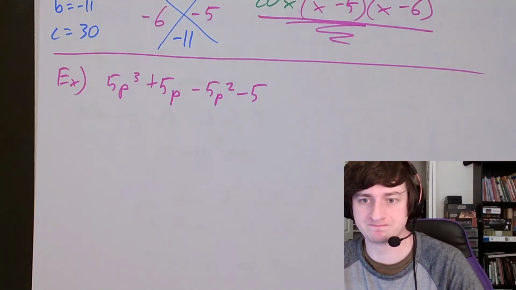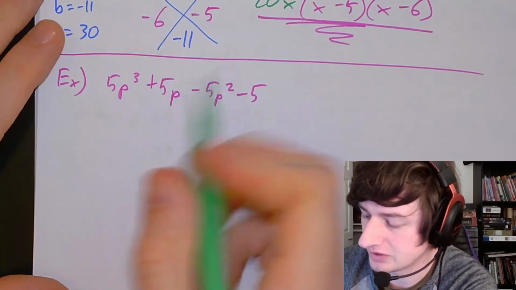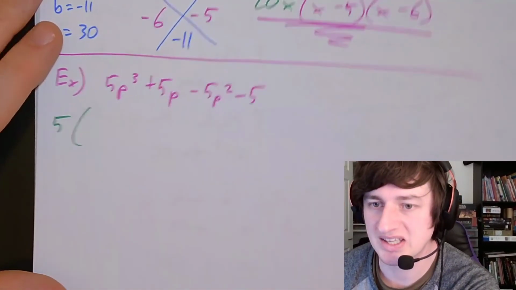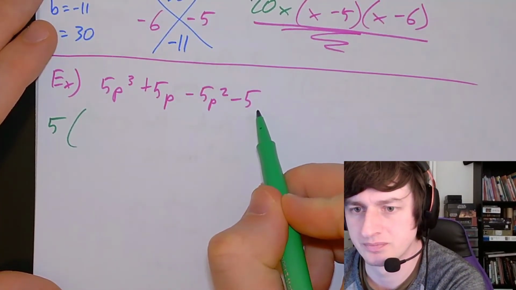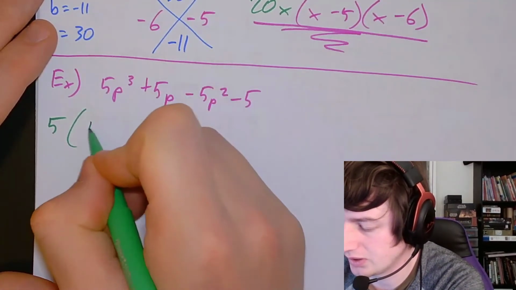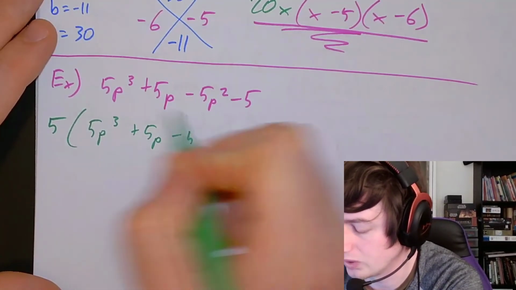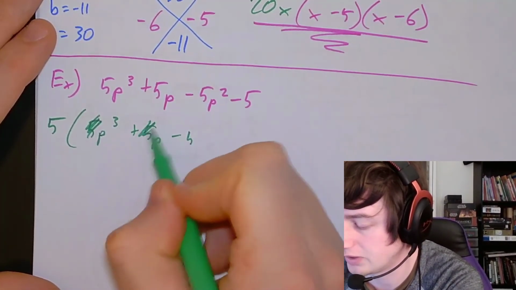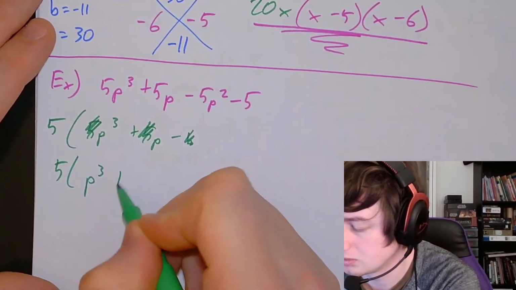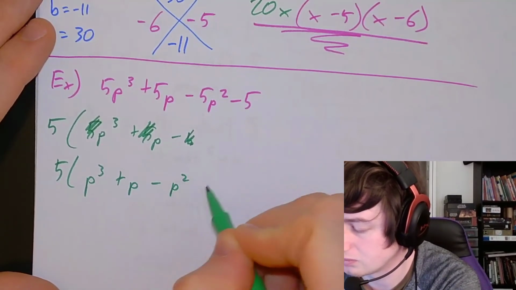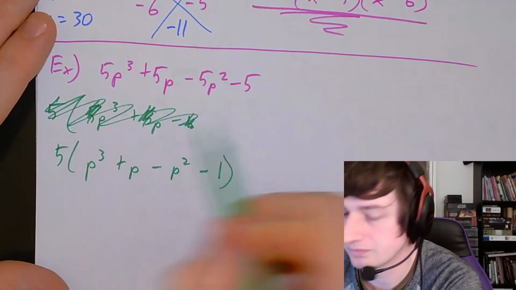So first thing is there's a greatest common factor. We could take a 5 out of each of these things. We can't take a p though because there's not one at the end. Okay, so then it'd be 5p cubed plus 5p minus... Oh, wait. No, it's not. No 5s. Sorry. 5 times p cubed plus p minus p squared minus 1. Ignore that.